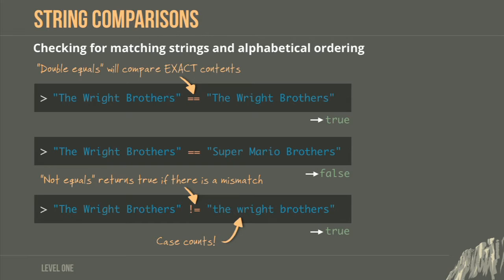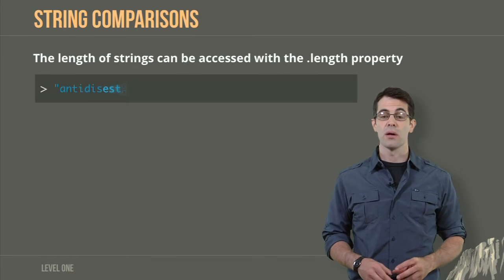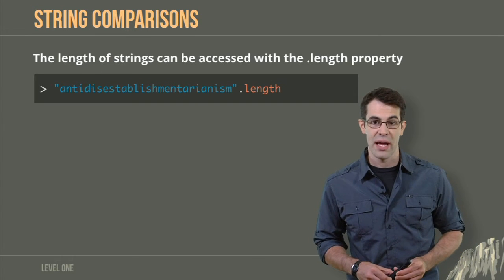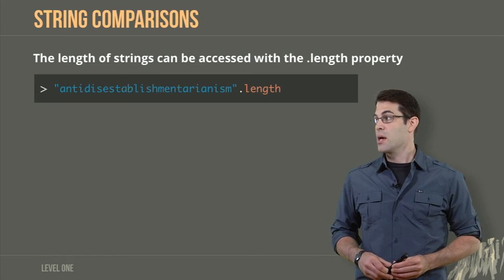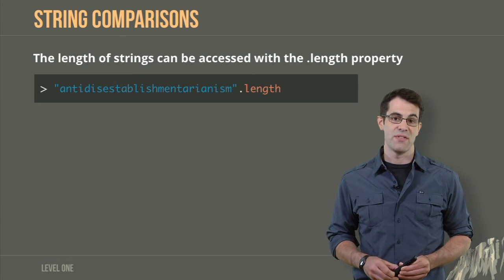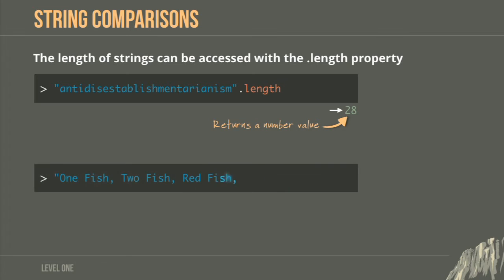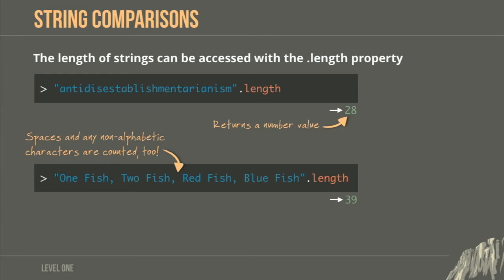We can also access the length of strings using the .length property. You can see here that if we have a super long English word, anti-disestablishmentarianism, and we use the .length property, the JavaScript console would return a very nice value to us of 28. And again, when we used "one fish, two fish, red fish, blue fish," if we use the .length property on that, JavaScript will return a 39. Now what's really important here is that the .length property will calculate all of the spaces and all of the punctuation in determining your length.